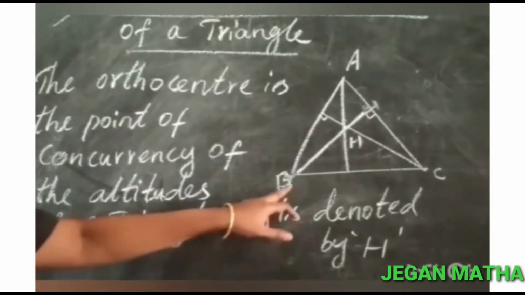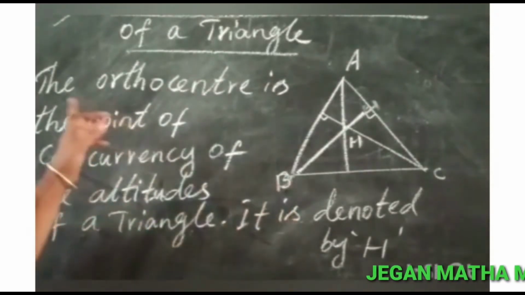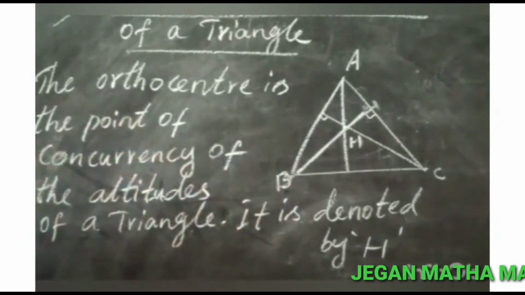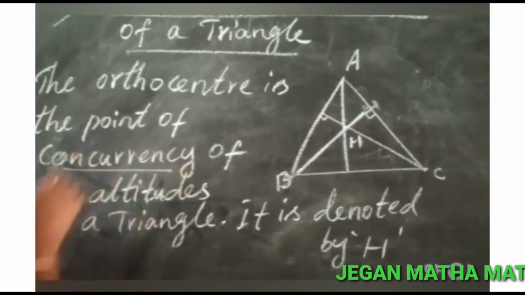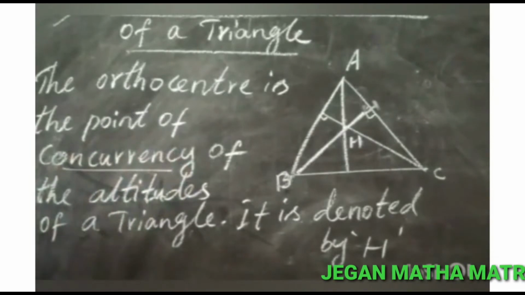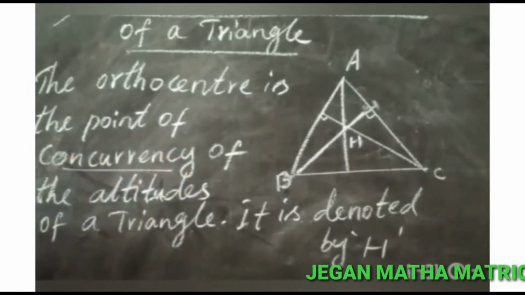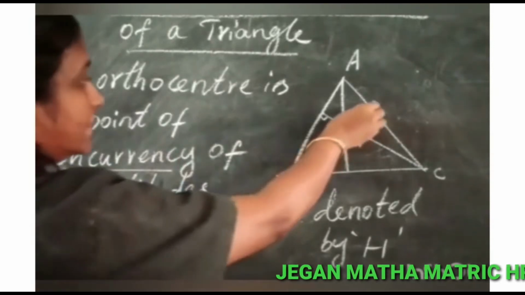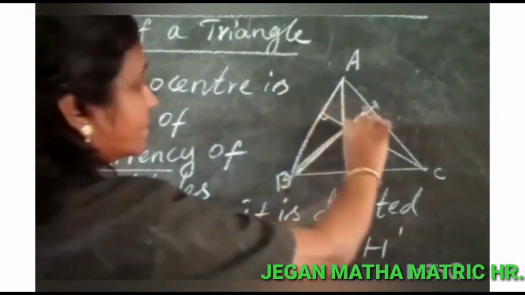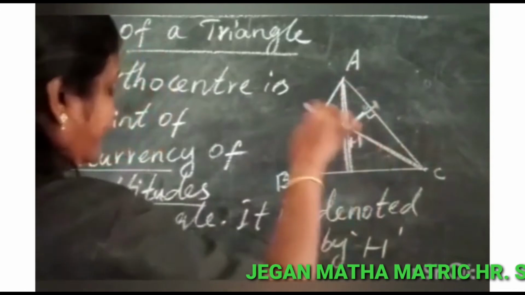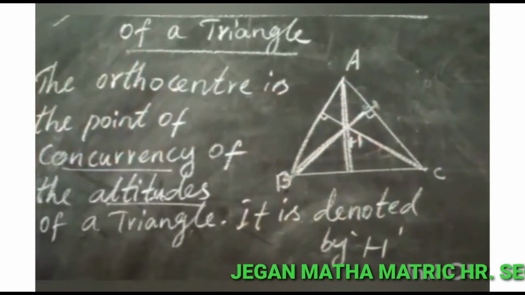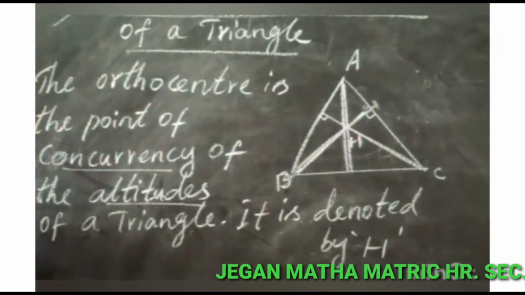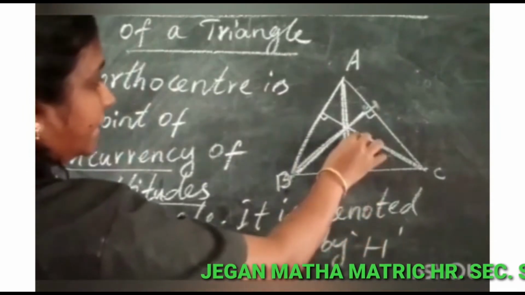See this triangle ABC. The orthocenter is the point of concurrency. Concurrency means three or more lines cut at one point. The point of concurrency of the altitudes. These lines are called altitudes. Altitudes means the height. Concurrency of the altitudes of a triangle is denoted by the letter H.